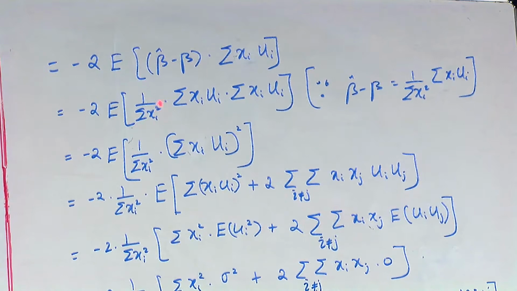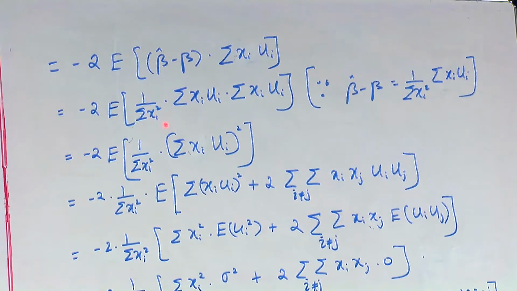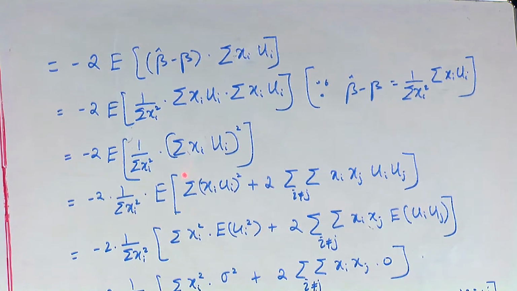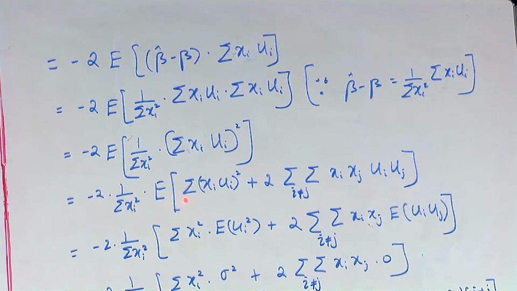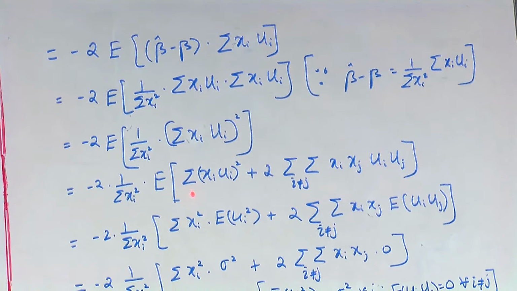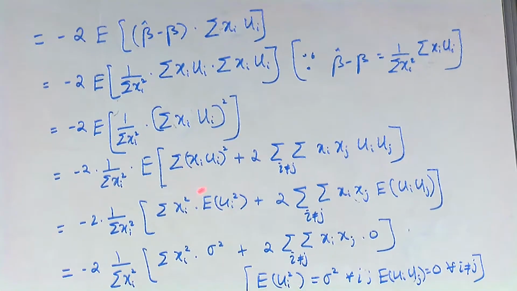So this is a constant term, so we may take this outside, and inside we have sigma xi ui, the whole square, because now two terms are there. So we multiply, and we get the square there. Actually, we are taking the constant outside and taking the expectation inside. So we get the expectation of sigma xi ui.